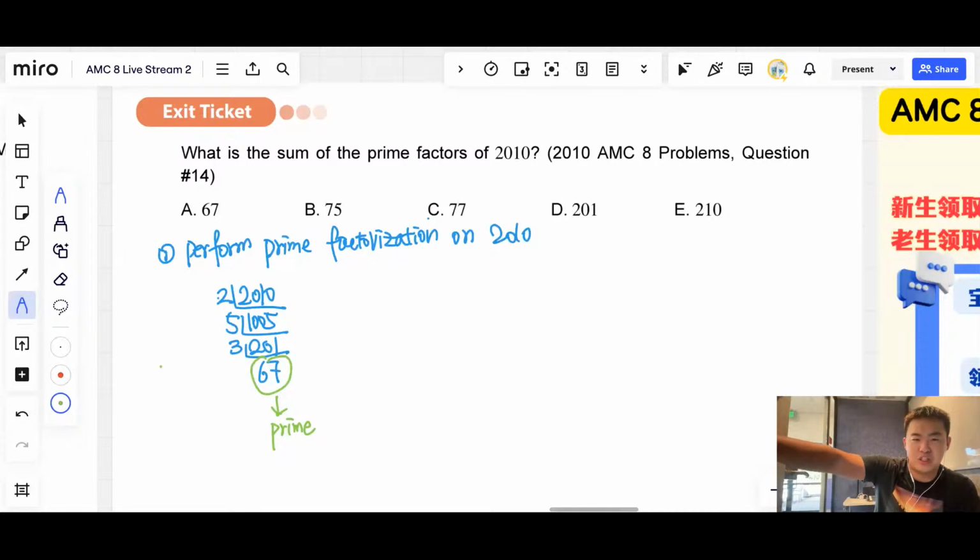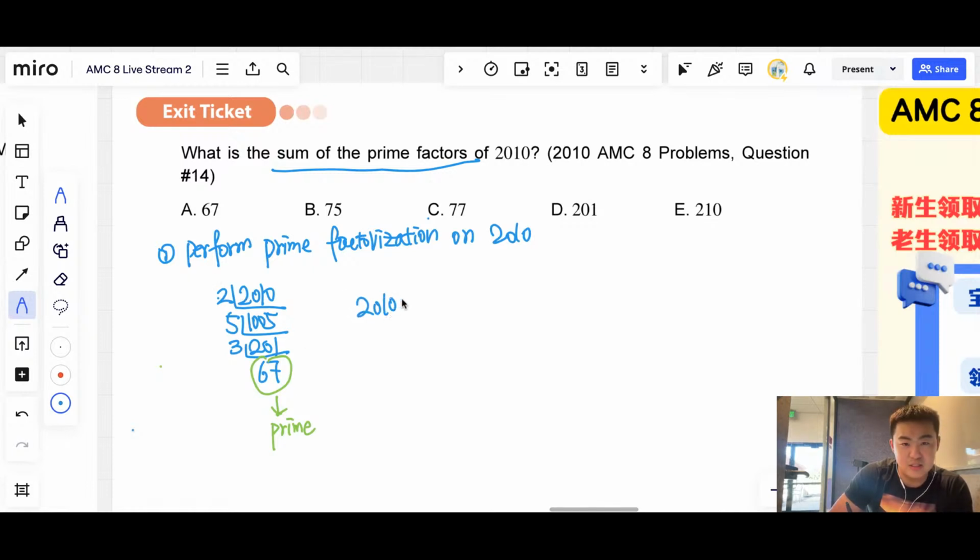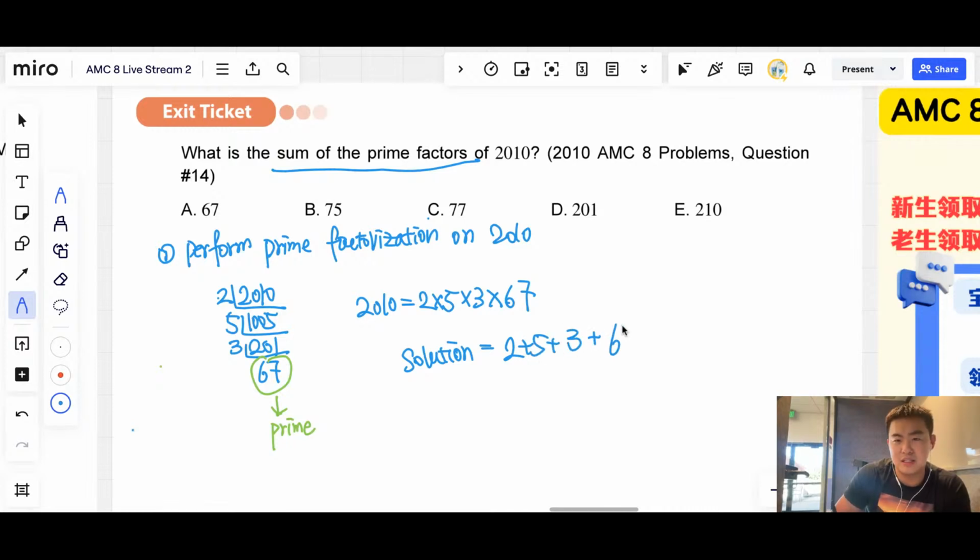And notice that this question is no longer asking for the word distinct. It's just asking for what? Change my color back to blue. It's just asking for the sum of the prime factors. So let's just add all these numbers up. So again, I will put 2010 is equal to 2 times 5 times 3 times 67. And let's add up all these 4 numbers. So I will put solution to know that this will give the final result. It should be 2 plus 5, which is 7, plus 3. 7 plus 3 is 10, plus 67. 10 plus 67, super easy, right? 77. Put a little box to denote our final answer. So which option are we choosing? Definitely option C, okay? That's for this problem.